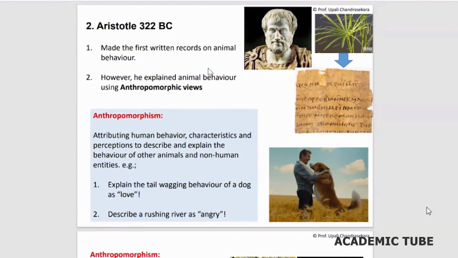Nevertheless, he made a kind of an error, right? He made his own interpretations. He gave explanations for those behaviors as well, but the explanations were made in terms of human feelings. Okay, do you know what I mean, right? Now, this concept is what you call anthropomorphic views or anthropomorphism.